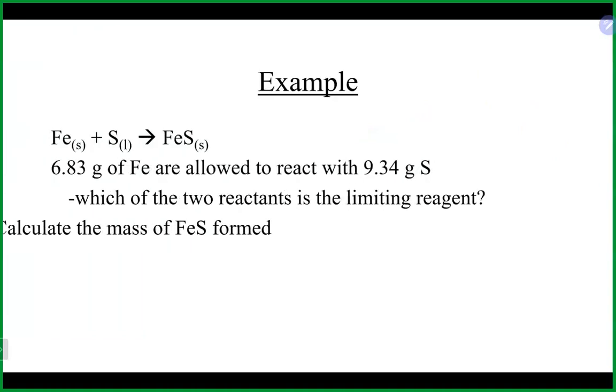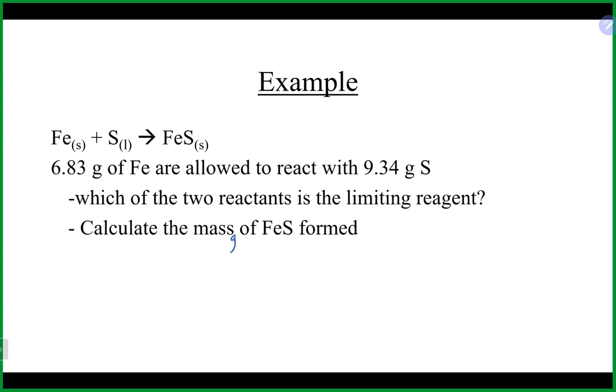All right, so why don't you do this one here? You got 6.83 grams of iron allowed to mix with 9.34 grams of sulfur. Which is the limiting reagent, and what is the grams of FeS that you would form in this case? Iron is 55.85. Sulfur is 32.07. All right, let's take a few minutes, follow those steps. Clearly it asked about the limiting reagent, so it is a limiting reagent problem. So make sure you figure out whichever method.